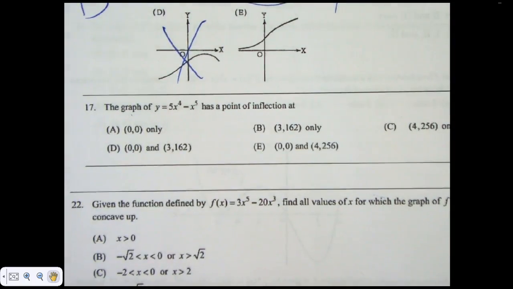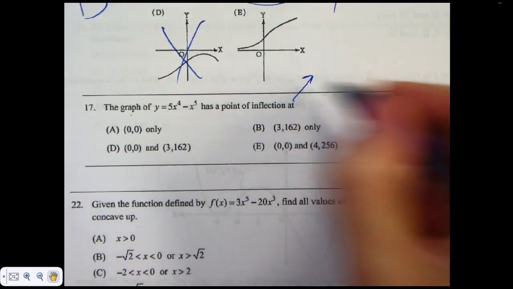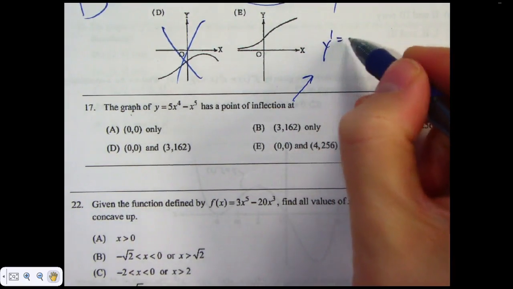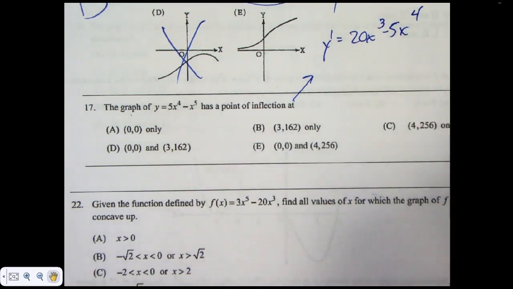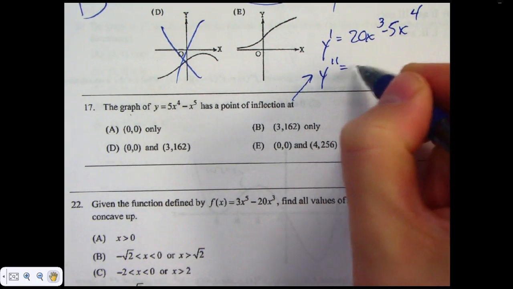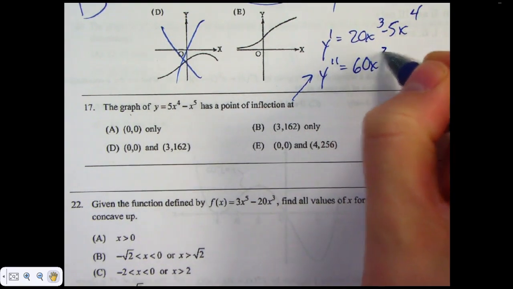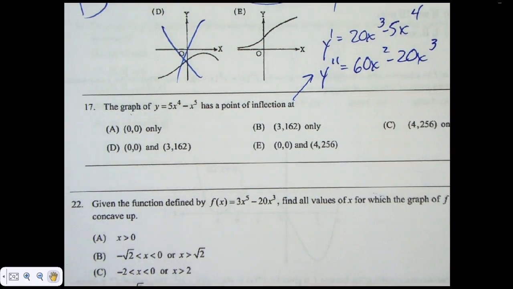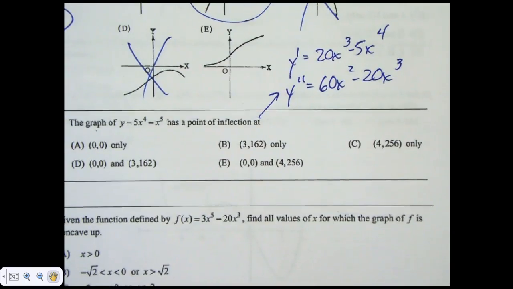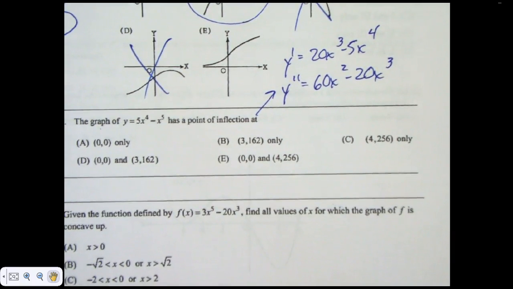Okay, 17. Point of inflection. So, again, they're giving us the algebra instead of the graph. What level does point of inflection come from? Second derivative. So I'm going to have to do some algebra here. The first derivative would be 20x to the third minus 5x to the fourth. The second derivative would be 60x squared minus 20x to the third. And I want to set that equal to 0.